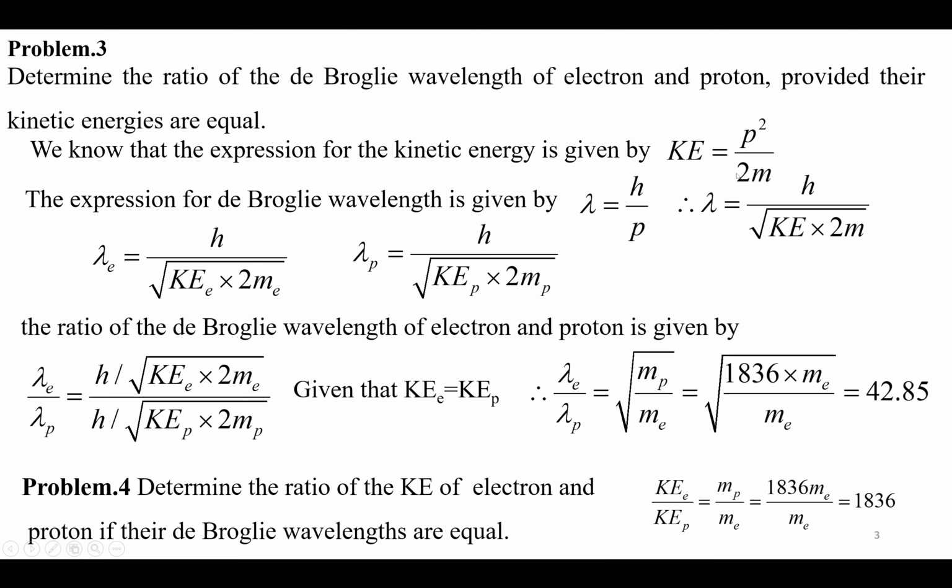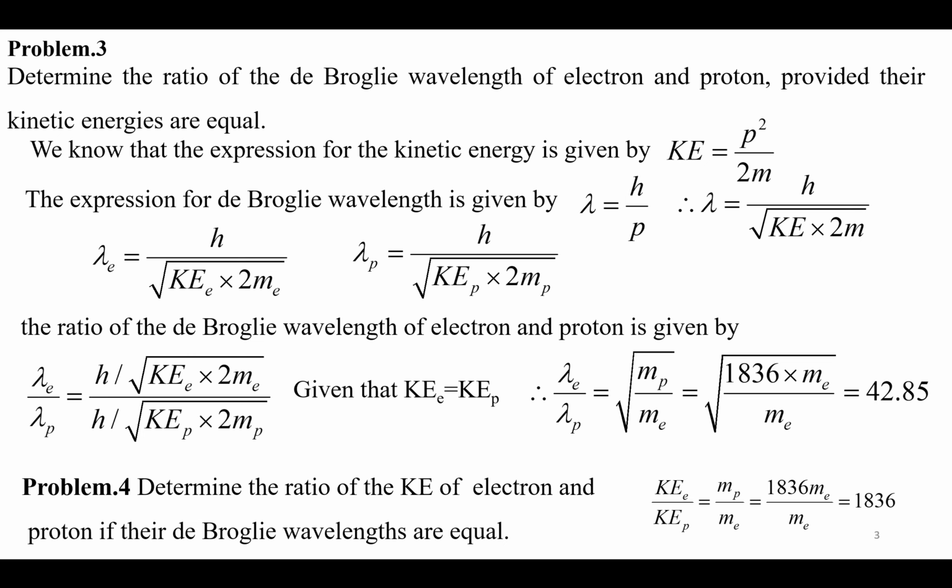According to the problem, it is given that kinetic energy of the electron is equal to kinetic energy of the proton. So these two terms will get cancelled, and of course 2 also will get cancelled. h also will get cancelled. We will have lambda E divided by lambda P, cross multiplying, that will give you root of mp divided by me. mp stands for mass of the proton and me stands for mass of the electron.